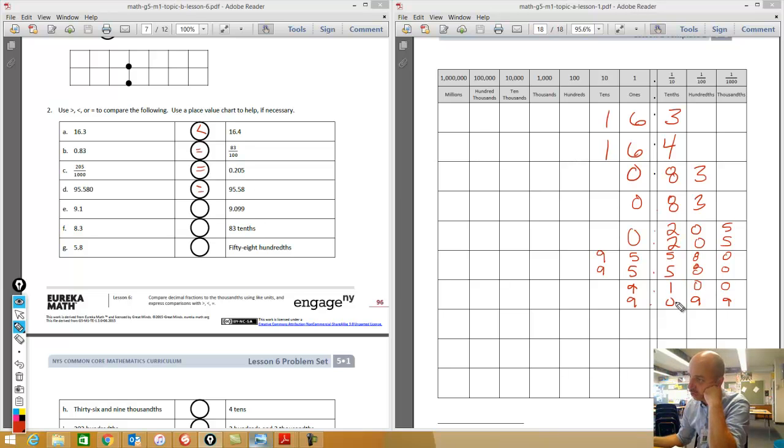And I know that 100, 99, this one's bigger. I could do it by place, by column. I have a 1 here in a 10th and I have a 0 here in a 10th. So that number is definitely bigger. So 9 and 1/10 is bigger.